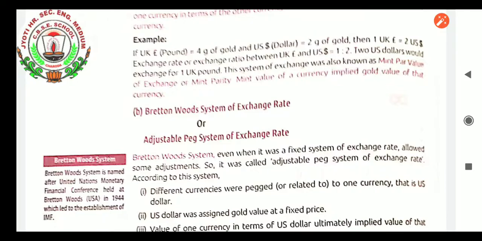Even though it was a fixed system of exchange rate, the Bretton Woods system allowed some adjustment, so it was also called the adjustable peg system. Why? Because different countries were adjustable with the US dollar. Different countries were pegged, or related, to one currency, that is the US dollar. As you know, every country's currency is different, so its value will also be different, and it is related to one currency, that is the US dollar. It was decided in the meeting.